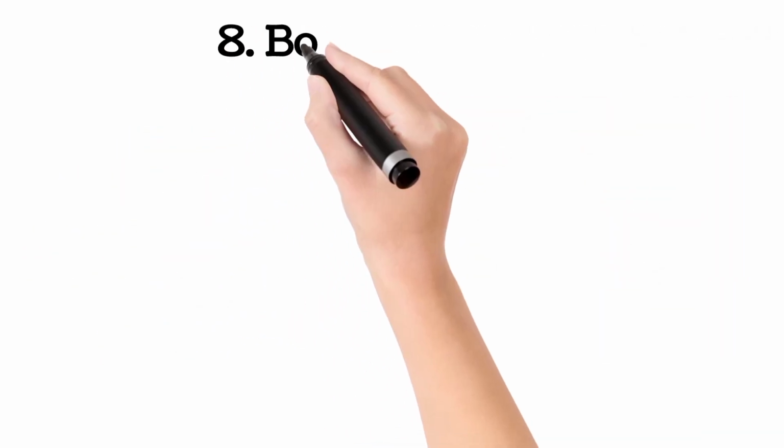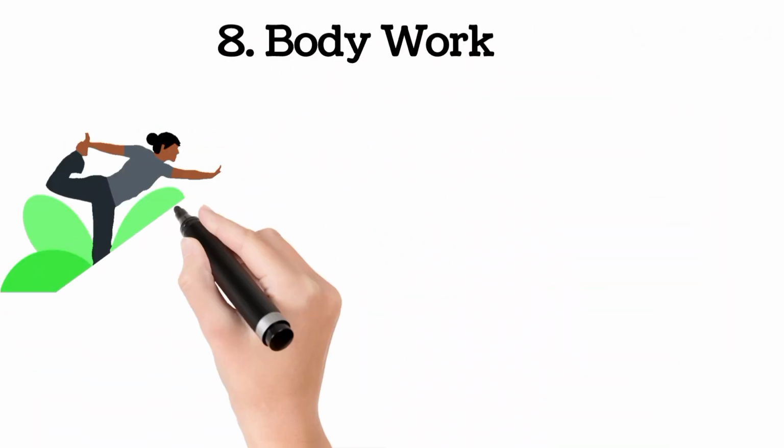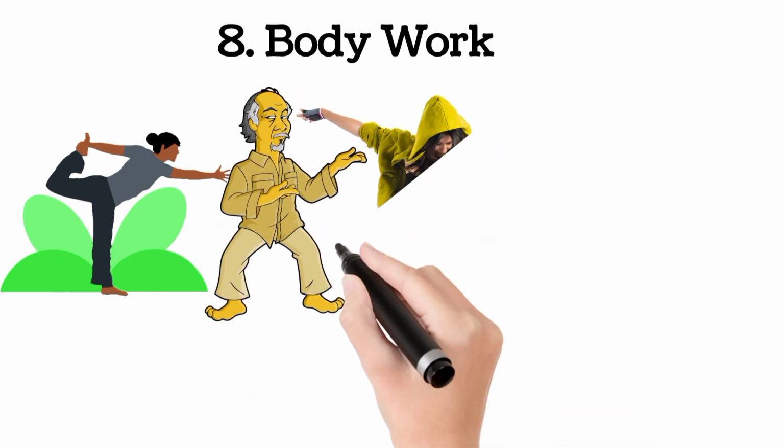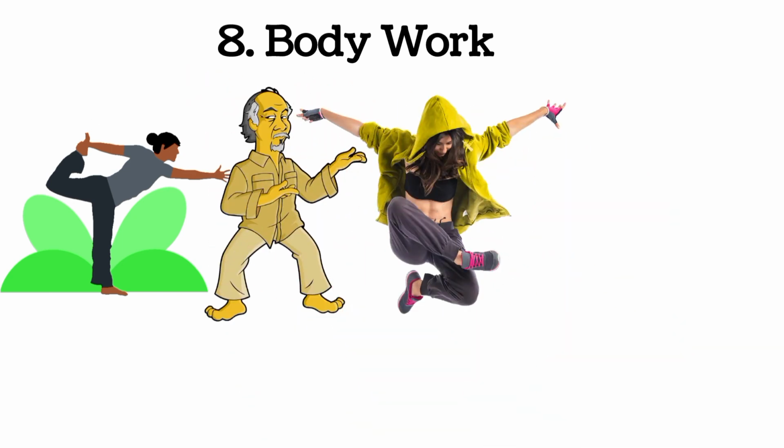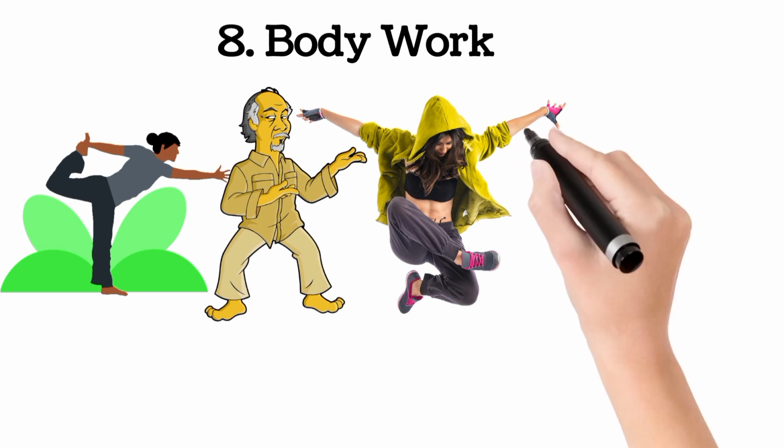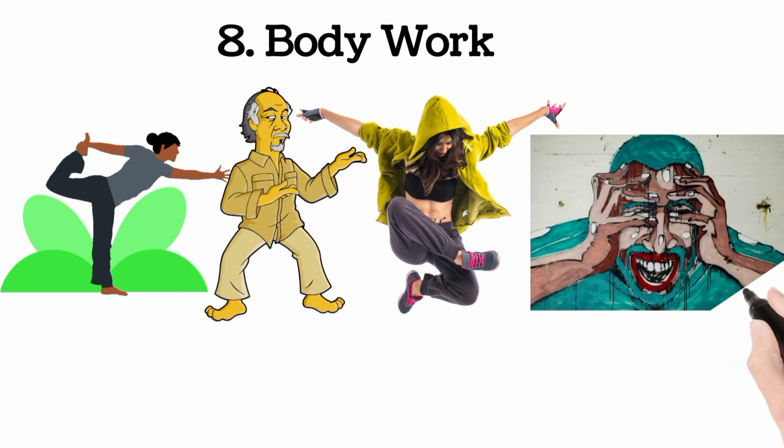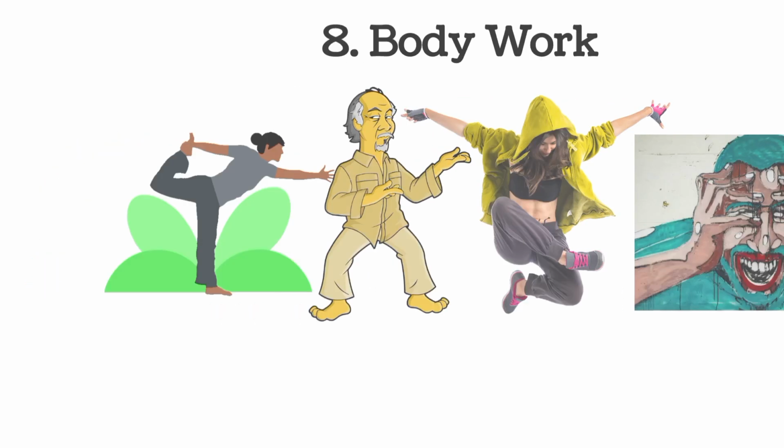Number 8. Body work. Techniques such as yoga, tai chi, or dance can be helpful for exploring and expressing the shadow self because they involve the body and can help to release emotions and energy that may be stored in the unconscious mind. Some people may feel self-conscious or uncomfortable with body work, and it can be challenging to fully express and explore the shadow self in this way.